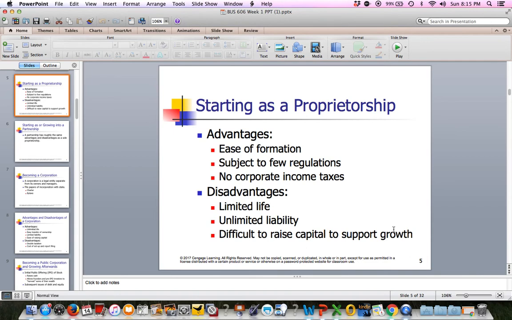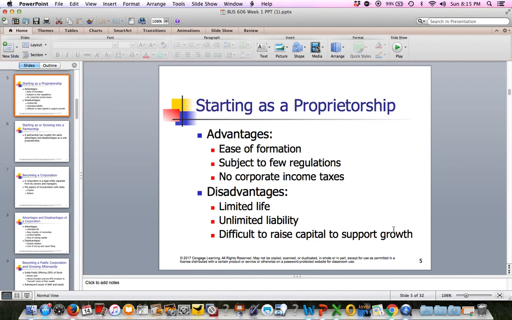Just some FYI, and this is stuff maybe you've seen in other classes or while earning a bachelor's degree, but I never want to assume that everybody has the same knowledge base. So I think it's always good to cover some of these topics and make sure we understand what business forms are. For starting up a partnership, the advantages: very easy to form. Very few regulations to start a proprietorship. And this goes for a proprietorship or partnership; either way it's kind of the same thing. And there's no corporate income tax on that business form.